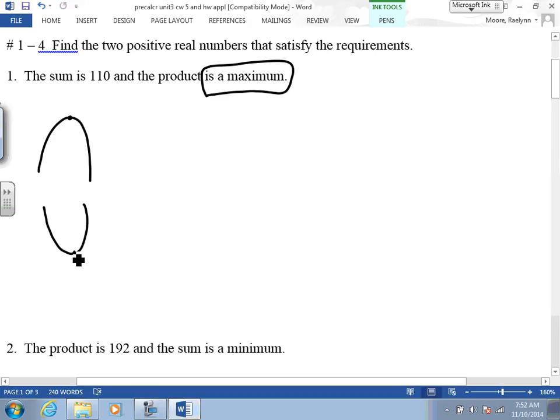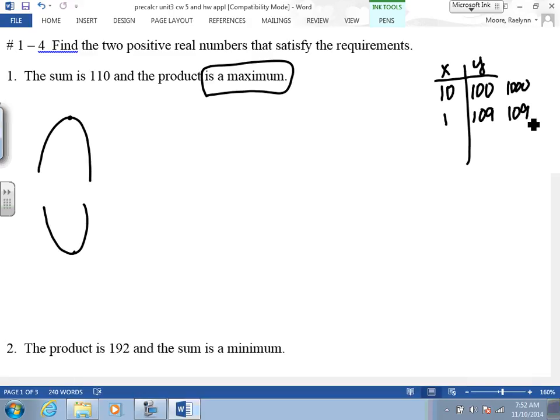So when you're looking to find the sum, say I have 10 plus 100. This gives me 110. When I do the product, this gives me 1,000. If I did 1 and 109, and I did the product, this gives me 109. So I want to find two numbers that add up to 110 that give me the highest product possible. Now I could stay here and do this for a very long time, or set up an equation for this.